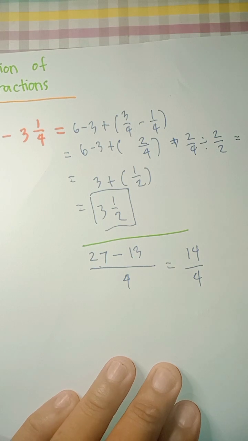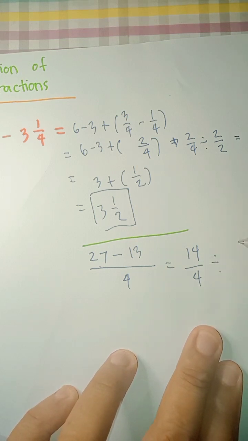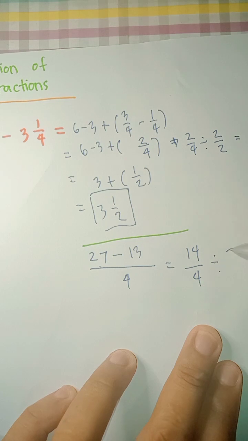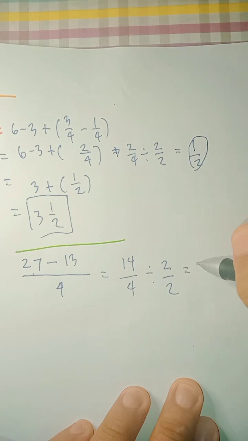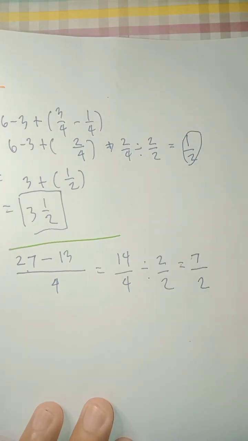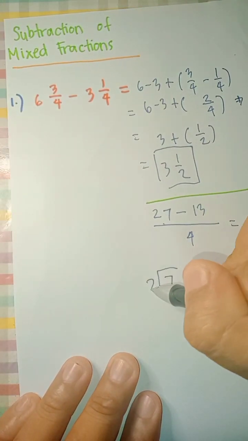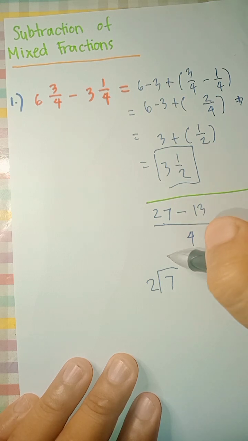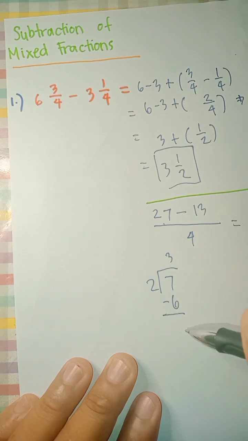Now, 14 over 4 can be simplified by dividing these two numbers by their greatest common factor, which is 2. So, 14 divided by 2 is 7. Then 4 divided by 2 is 2. Now, this 7 halves, we convert this fraction into a mixed fraction. So, we have to divide 7 by 2. Now, 7 divided by 2 is 3. 3 times 2 is 6. Subtract, 7 minus 6 is 1.